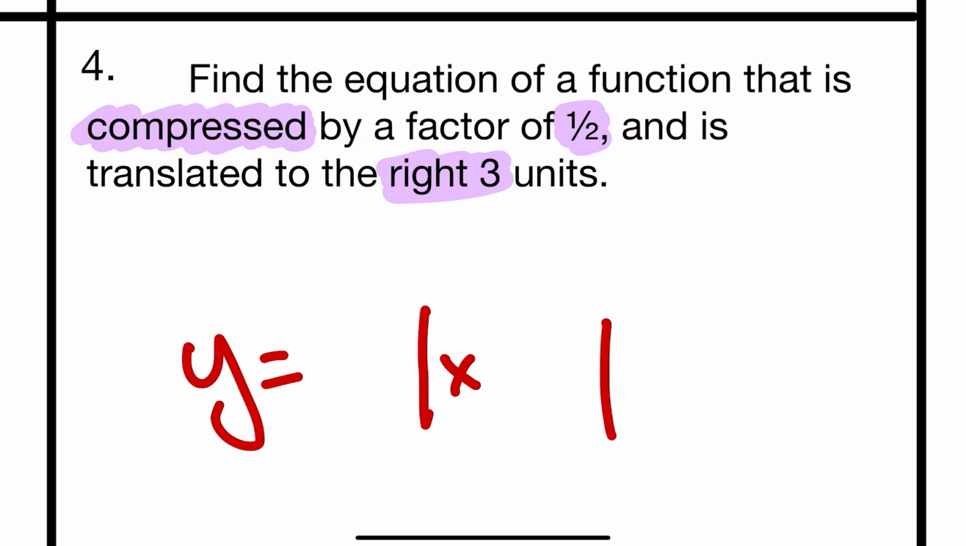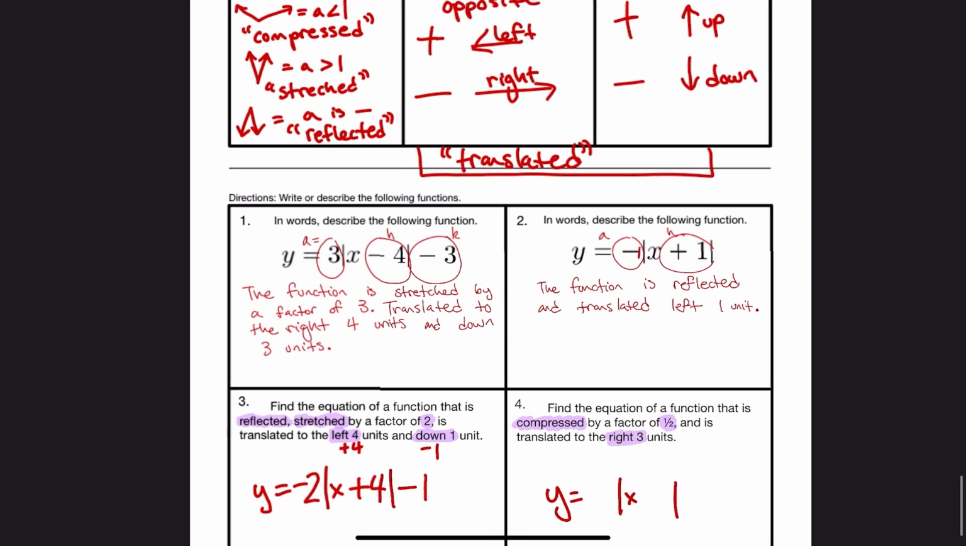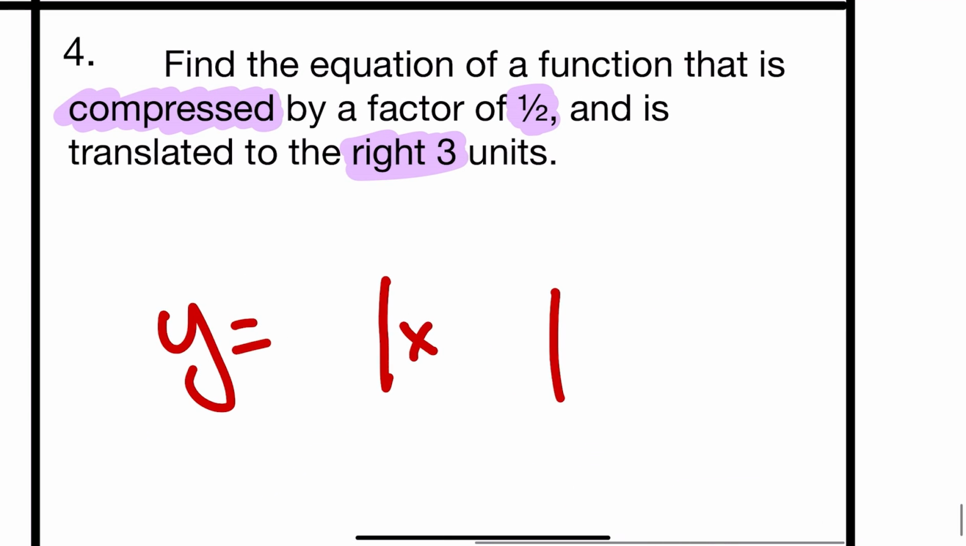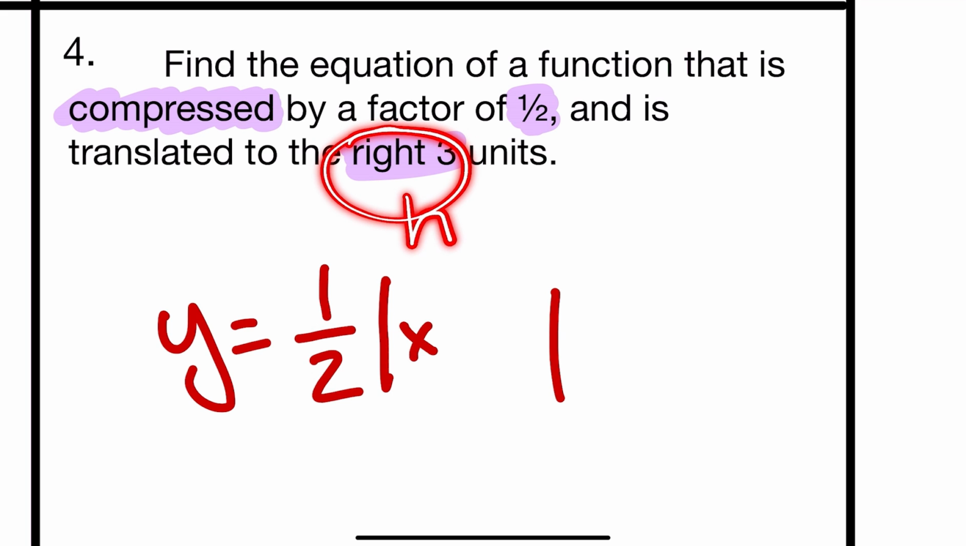Alrighty, so let's take a look at the first bit. Compressed by a factor of 1/2. Okay, compressed. That was in our list of A descriptors. So that means our A is going to be 1/2. Then we have right 3 units. Well, right has to be for H. We want the opposite of where it usually goes. So right is usually positive, but we want the opposite of that. So it's going to be -3. And we're going to put that right where our H goes.